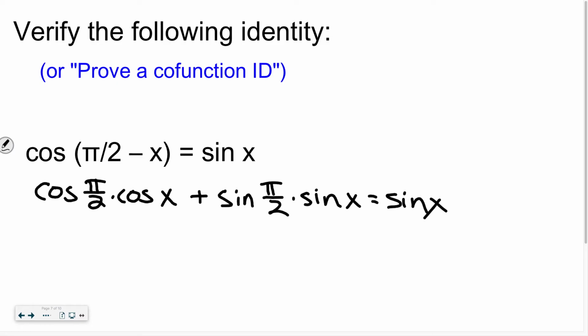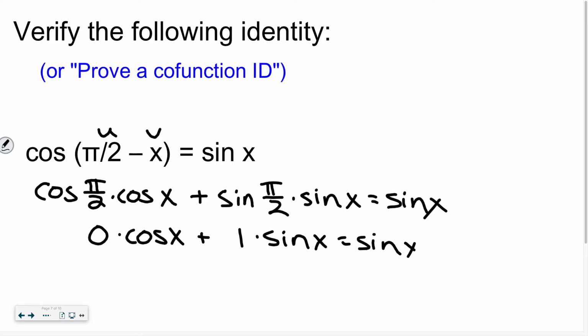So I start by just using my cosine sum or difference formula. This is a difference formula, so I have to use the opposite sign in the middle. That will be a plus. Remember that your two angles, u and v, are both positive, so you don't put in a negative x. You just leave it as x. And then evaluate. Cosine pi over 2 is 0 times cosine x plus sine pi over 2 is 1 times sine x. That should equal sine x. And sure enough, sine x equals sine x.